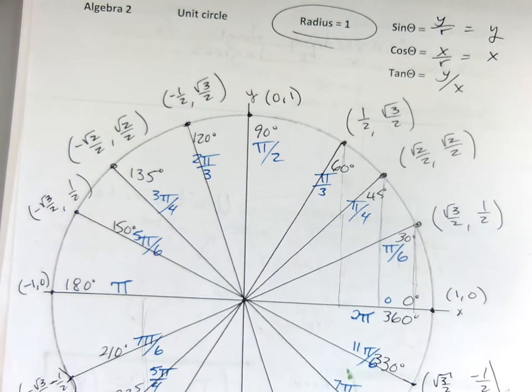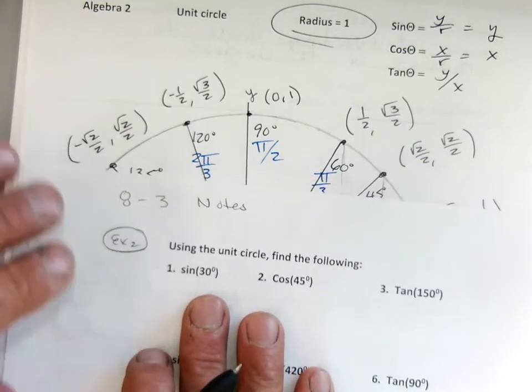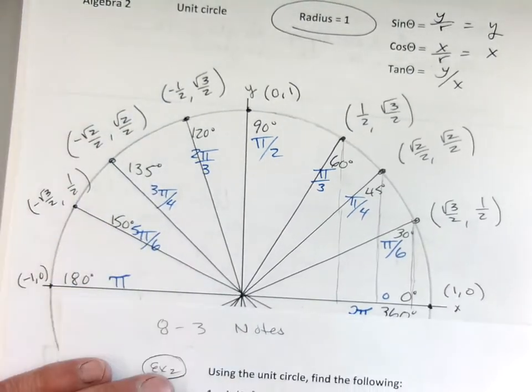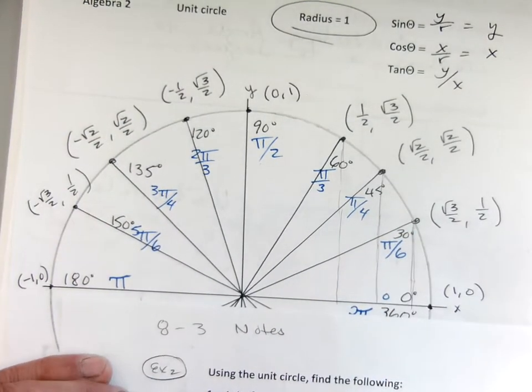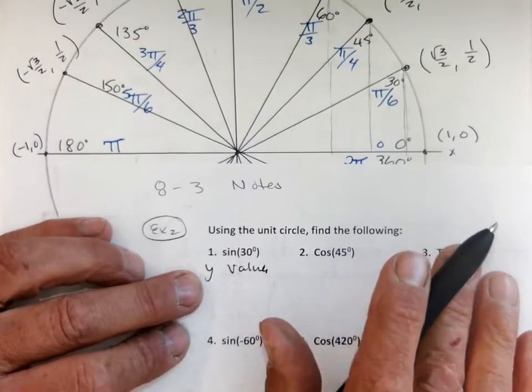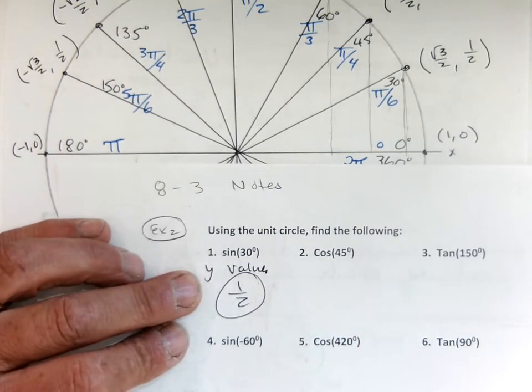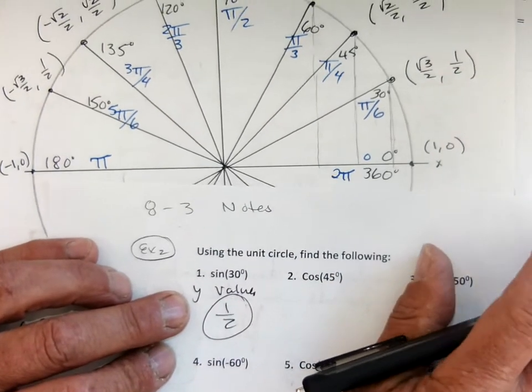So if I go to example 1, sine of 30 degrees. So I go to 30 degrees, here's 30 degrees, and sine is the y value. What's the y value of the point? 1/2. That's the answer. Boom. In fact, we can check it on a calculator. It is 1/2.